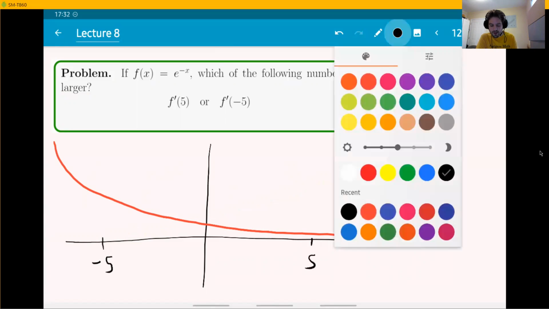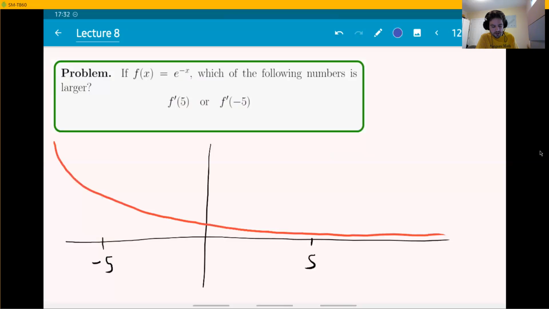All right, now the numbers 5 and -5. Remember that the derivative is the slope of the tangent line. Here are the tangent lines at those points. Both of them have a negative slope. We can see that from the shape of the graph. It's just going down. But which one is larger? Larger meaning, how do they compare? Is like this or like this? Well, the answer is f prime of 5 is larger.